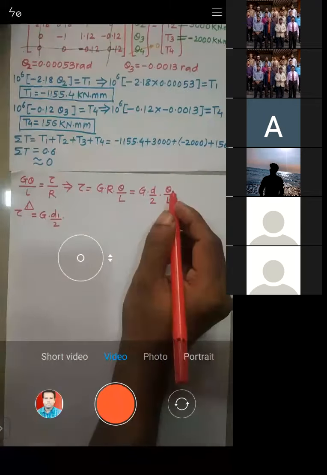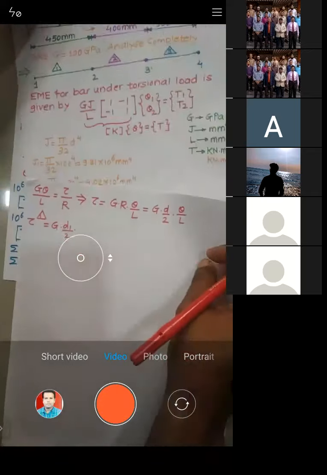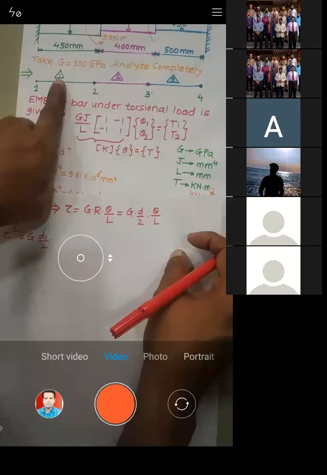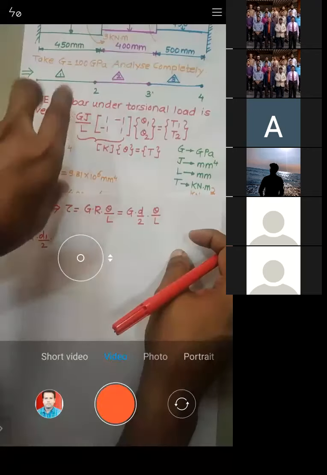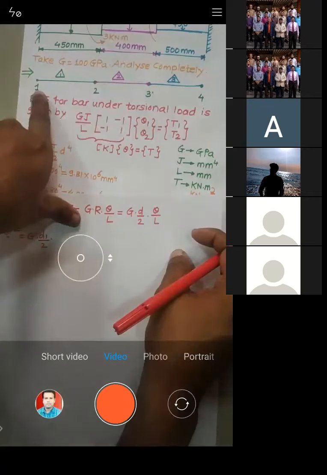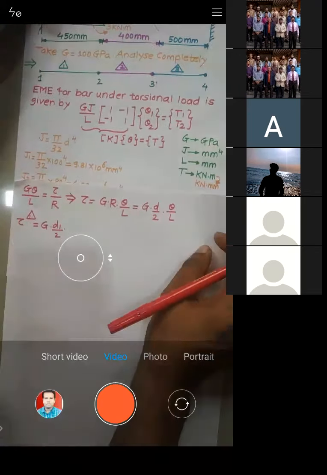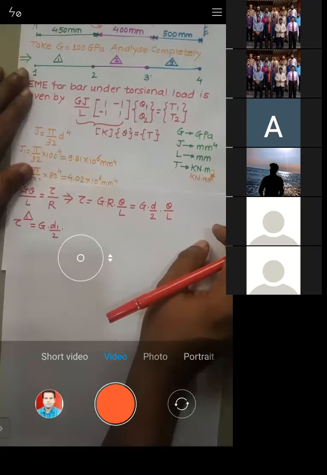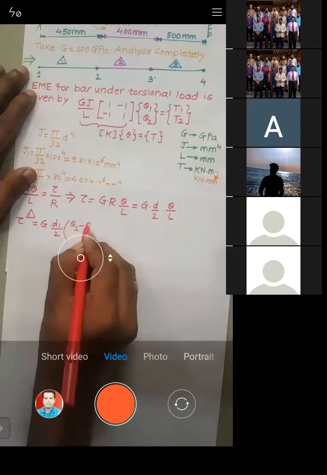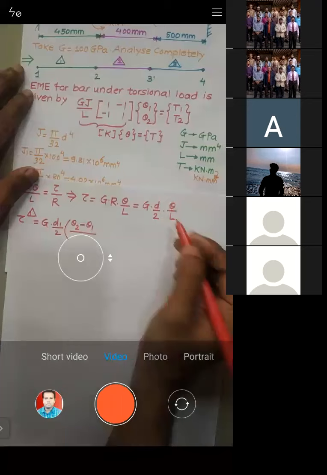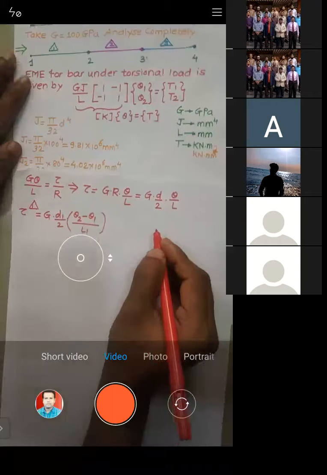If you just see the diagram, for element number 1 there will be 2 nodes, so there will be 2 values of theta. One is theta 1 and the second is theta 2. Theta 1 and theta 2 are nothing but the angular displacements. Node 1 will have angular displacement theta 1, node 2 will have angular displacement theta 2. So I will write that as theta 2 minus theta 1 upon length, that is nothing but L1, right?